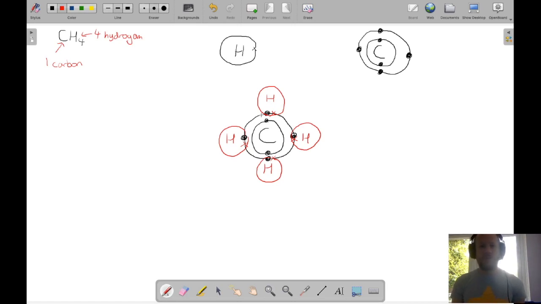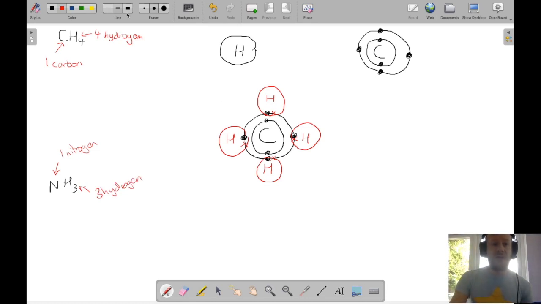All right, what if it's a little bit more difficult then? How about if I have something like ammonia, NH3? Here I've got instead one nitrogen and three hydrogens. So here we have to be a little bit more clever. If we draw these out again, we've already done hydrogen, that's really easy. It's just got one electron in it like this.